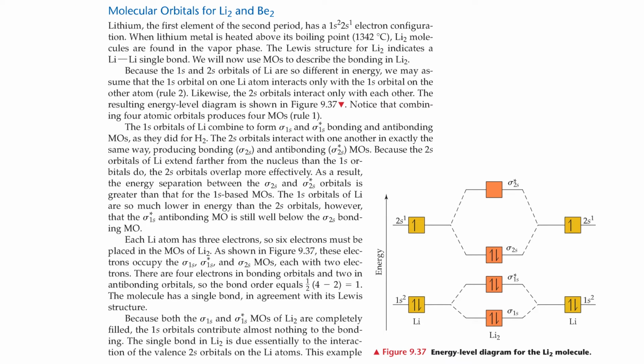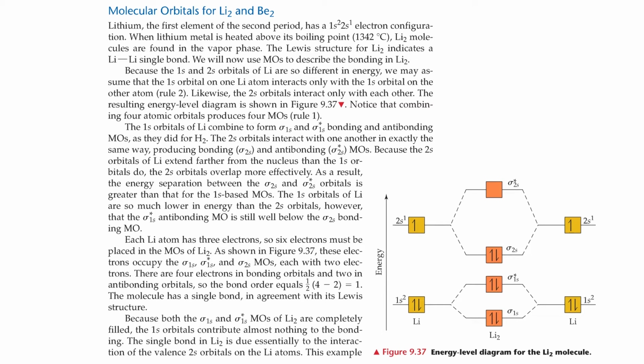Molecular orbitals for lithium and beryllium. Lithium, the first element of the second period, has a 1s2, 2s1 electron configuration. When lithium metal is heated above its boiling point, lithium molecules are found in the vapor phase. The Lewis structure for Li2 indicates an Li-Li single bond. We'll now use molecular orbitals to describe the bonding in Li2.